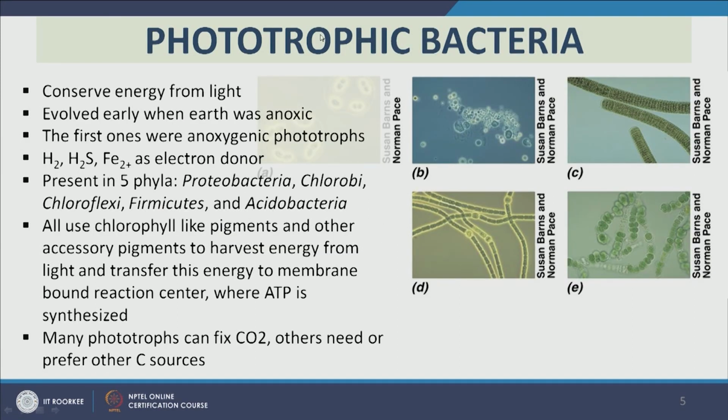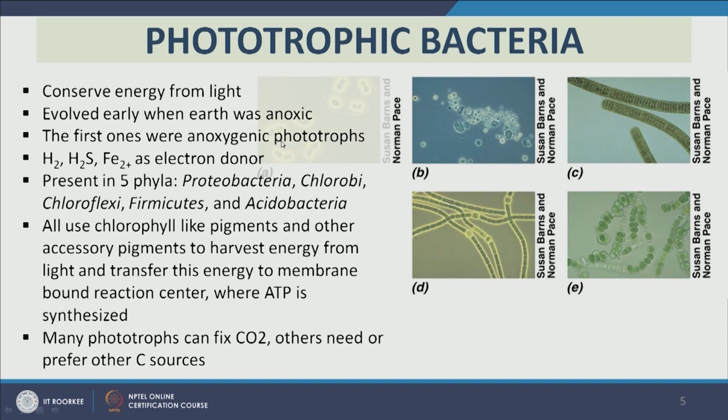Alrighty. So, first we are going to talk about phototrophic bacteria. If you remember, phototrophs use light as their source of energy. So, they conserve energy from light and convert it into chemical energy, which they use for driving their biochemical reactions. We want to start with them because they evolved first when earth was still anoxic. The first among phototrophic bacteria were anoxygenic phototrophs.